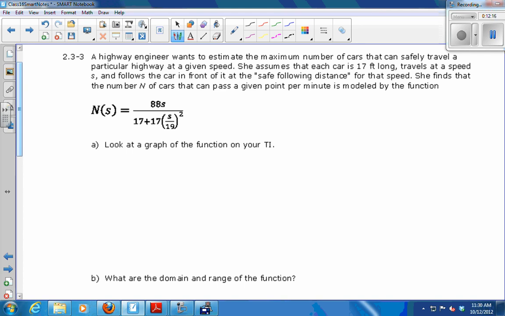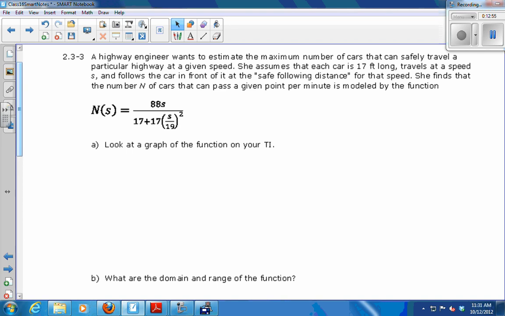So she finds that she can model the number of cars that can pass a given point per minute by this function of speed, right? So depending on how fast cars are traveling, she counts the number of cars that go by a particular point on the road every minute and found that this is a good model for that. So what do you expect? If cars are traveling very slowly, how many cars do you think will pass a certain point every minute? A lot or a few? A few. If we're going pretty slow, a few, right?